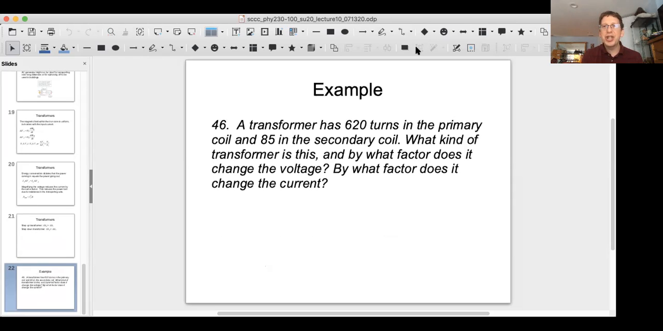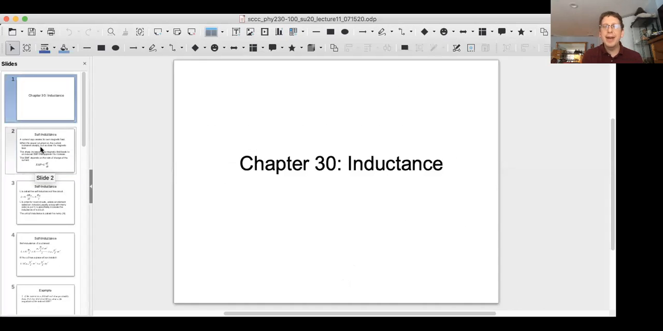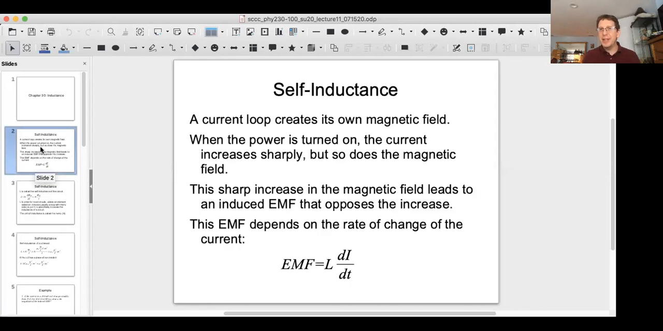So that's chapter 29. And then that brings us to chapter 30. Chapter 30 is about inductance. And so inductance is basically the property of one coil of wire, with the current running through it, inducing a voltage either in itself or in an adjacent coil of wire or a nearby coil of wire. So we'll start with self-inductance.